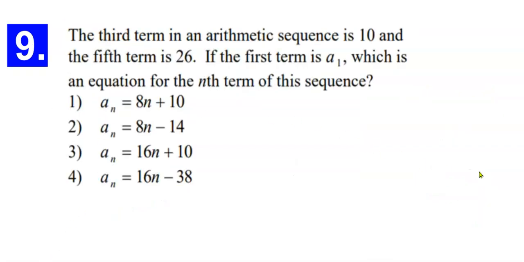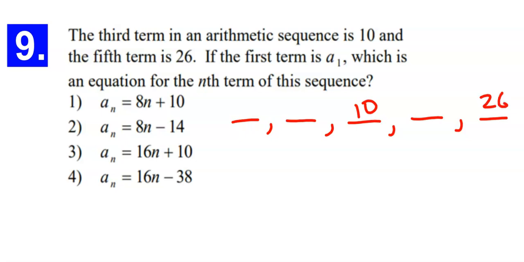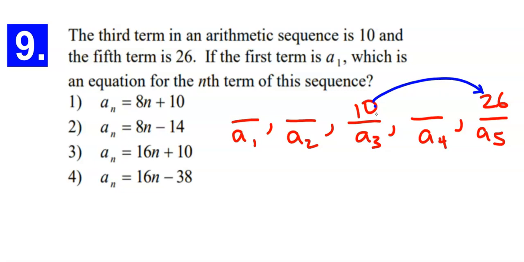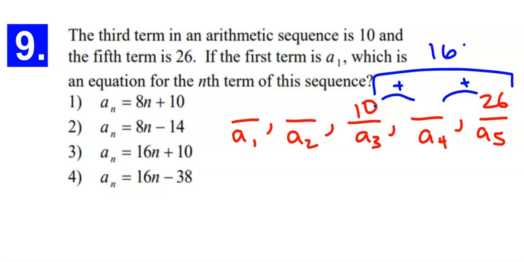Number 9. The third term in an arithmetic sequence is 10, and the fifth term is 26. If the first term is a sub 1, what is the equation for the nth term? Again, we know the third, and we know the fifth. So we know that it's arithmetic, and we see that 10 is getting larger, so that must mean it has an adding pattern. So what number do we have to add twice to get to 26? So it looks like it's a total difference of 16, but we need to get there in 2 jumps. So that must mean that each time we're going to add 8. So 8 is our common difference.